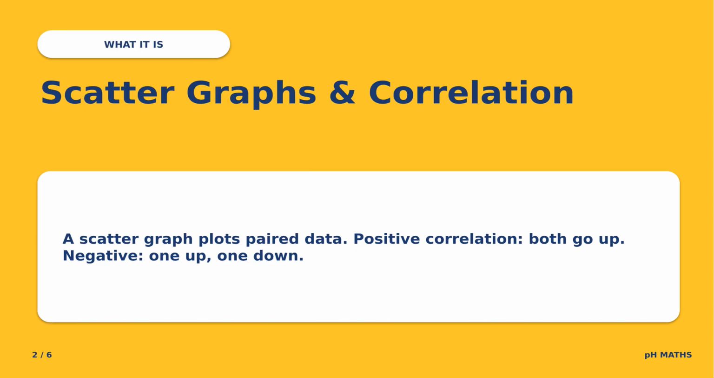Definition: a scatter graph plots paired data, 1 variable on each axis, 1 dot per data point. Positive correlation: both variables go up together. Negative correlation: one goes up while the other goes down. No correlation: the points form a cloud. No clear pattern.